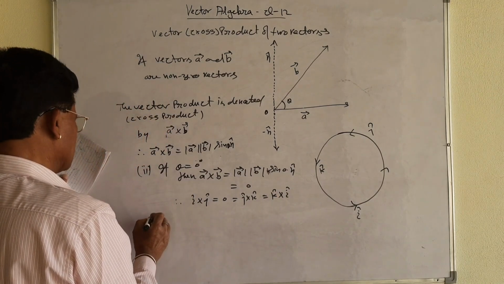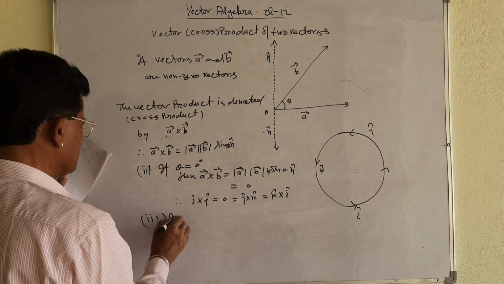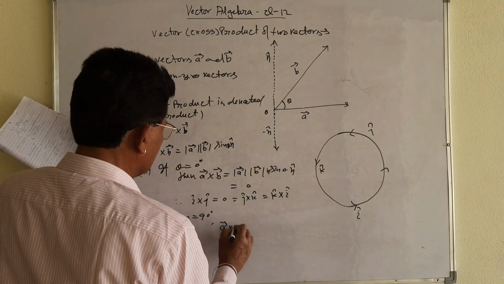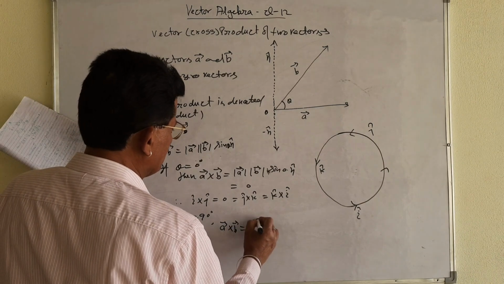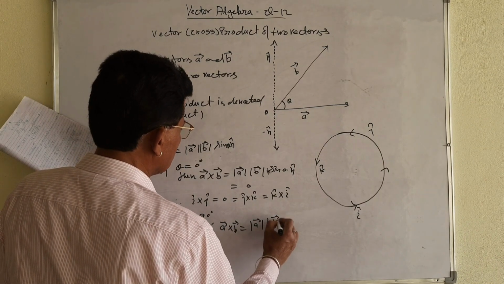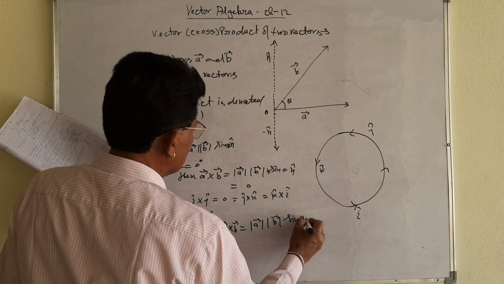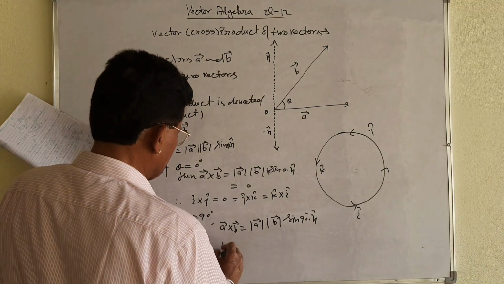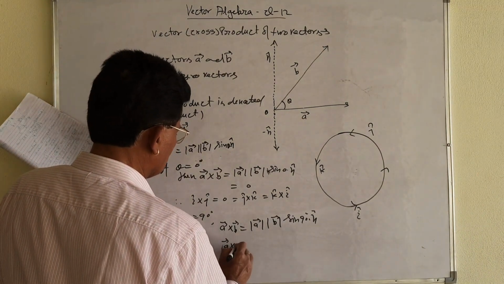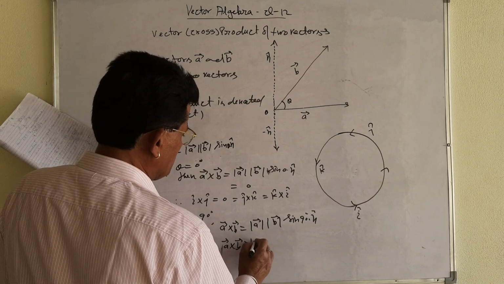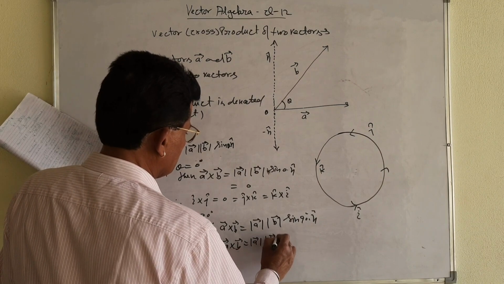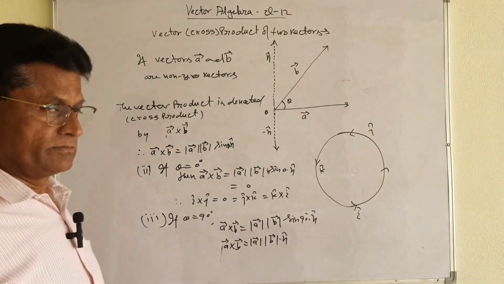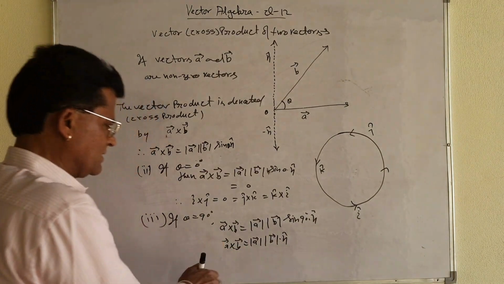equal to 0. Next case, let me take if theta is equal to 90 degree, then what will happen? A cross B will be equal to magnitude of A, magnitude of B and sin 90 degree. Sin 90 degree is what? It will be 1. Then you must have to keep in mind vector A cross B will be equal to magnitude of A, magnitude of B, because it is equal to 1 multiplied by unit vector. This thing you must have to keep in mind, my dear student.